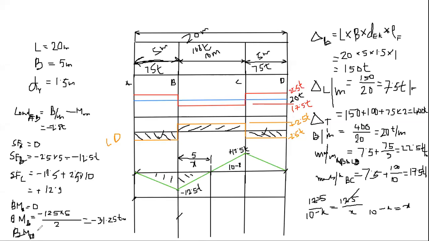So the BM at midship will be, we have already calculated this area, that is minus 31.25, and then the sum of this, this is the minus sign, this one, and this will be exactly same. This figure will come here, and then that will be equal to minus 31.25. So this will be equal to 62.5 ton meter.